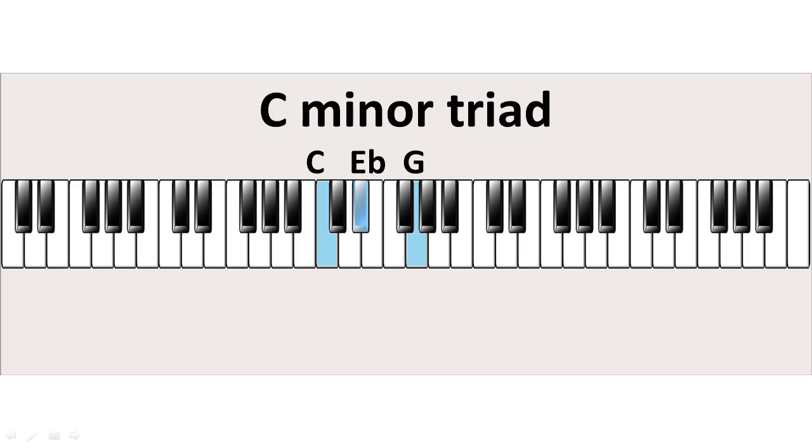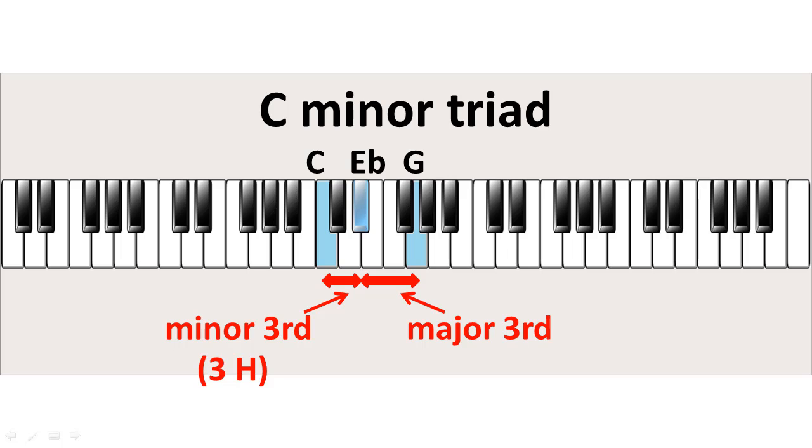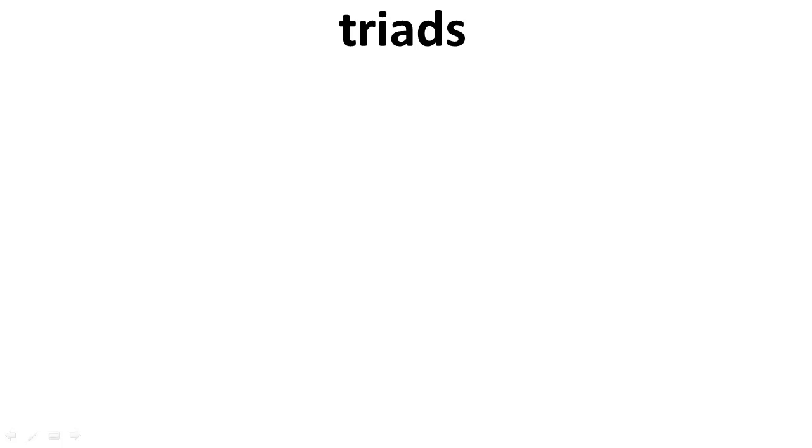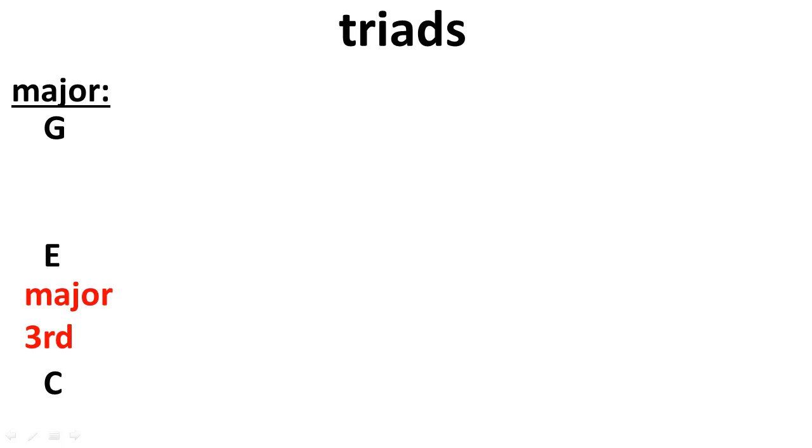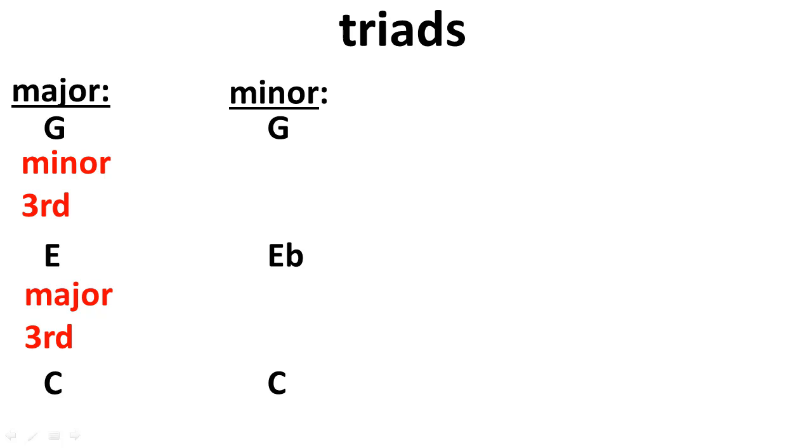In a C minor triad, the intervals are, well, from C to E flat a minor third, which is 3 halftones, and from E flat to G a major third, which is 4 halftones. So, you see that in a major triad, the intervals are major third and minor third, and in a minor triad, the intervals are minor third and major third.